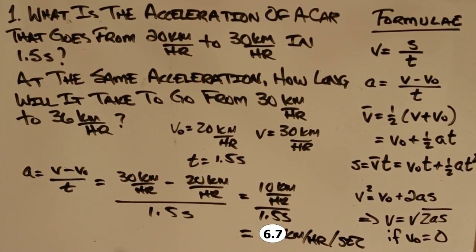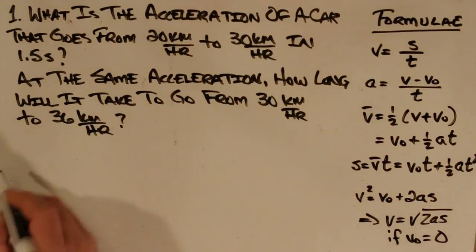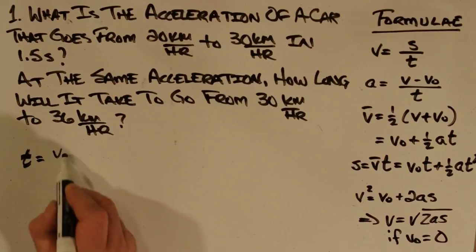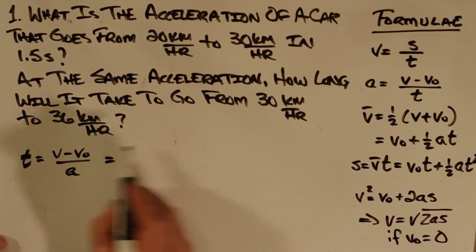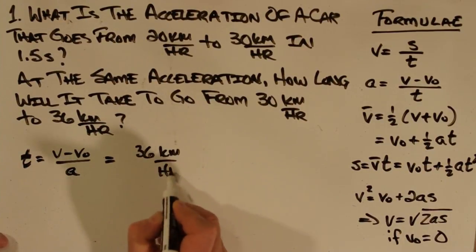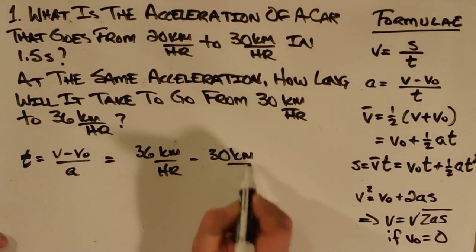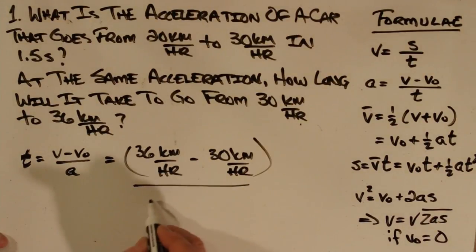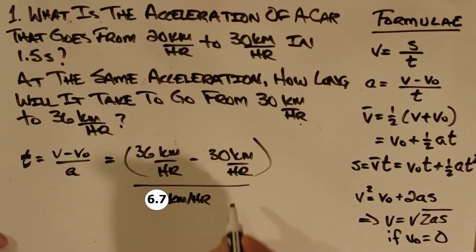So that's our acceleration. We can take that and use that in the second half of the problem, and say the time it takes will be the difference of the velocities divided by the acceleration. So it'll be 36 kilometers per hour, subtract from that 30 kilometers per hour, and we'll divide that by 6.7 kilometers per hour per second.